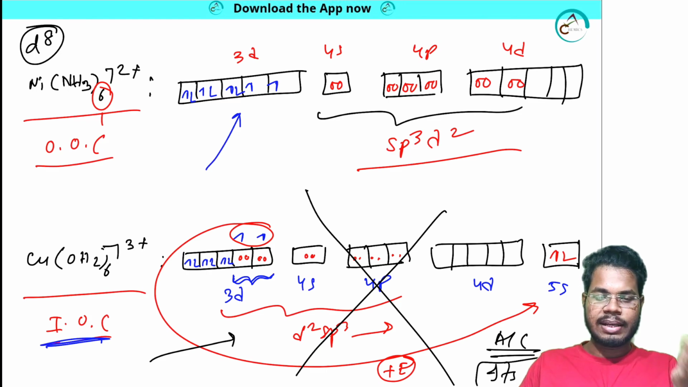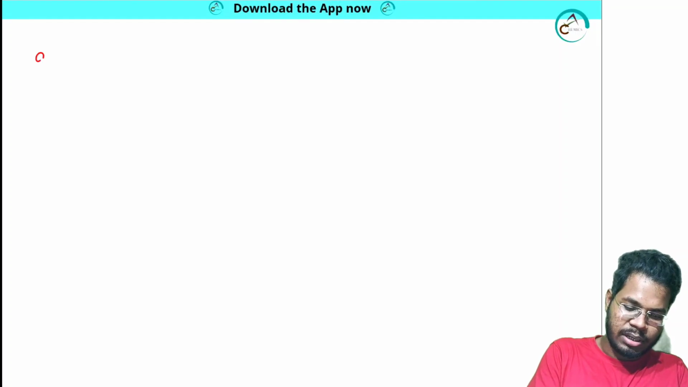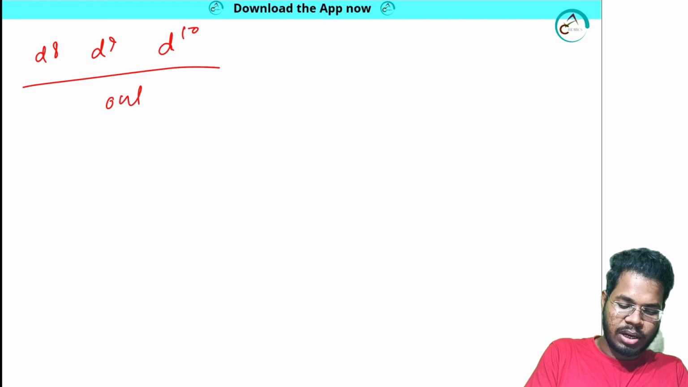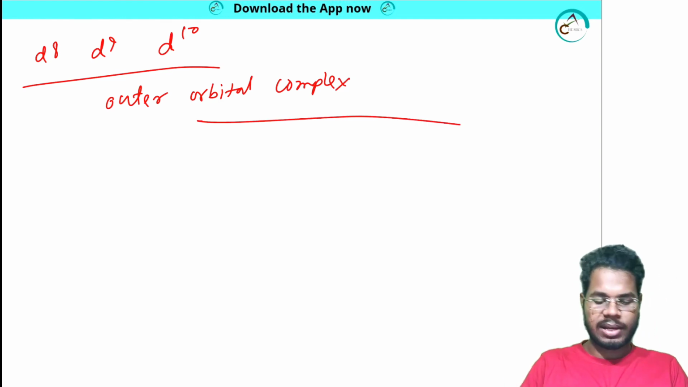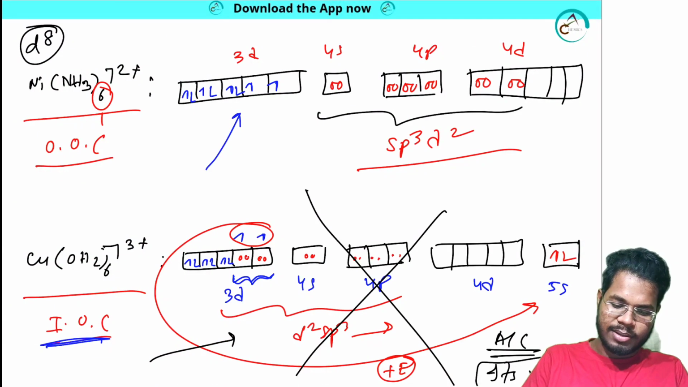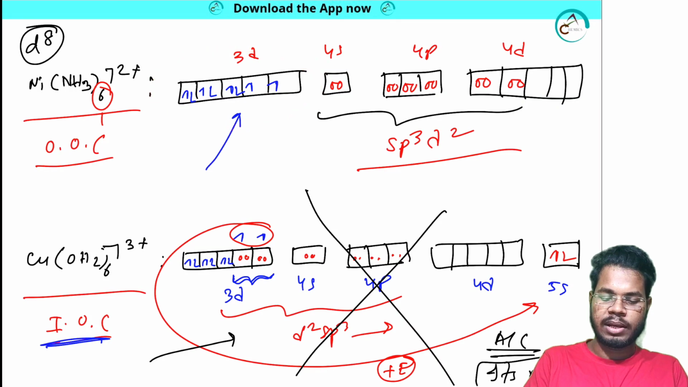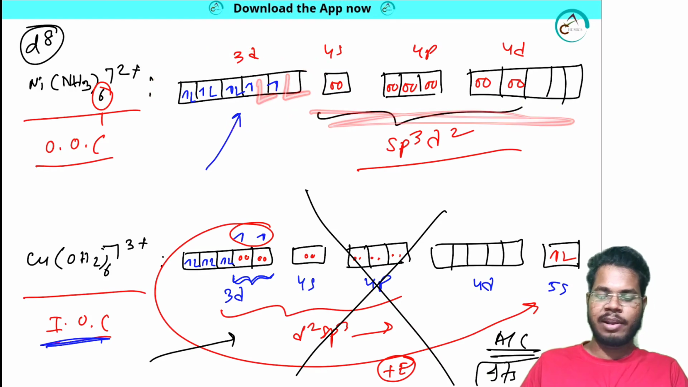So for d8, d9 and d10 systems, I am not explaining now, it will show an outer orbital complex. Because here this kind of electronic configuration will be there. For d9 and d10 also it will be available.